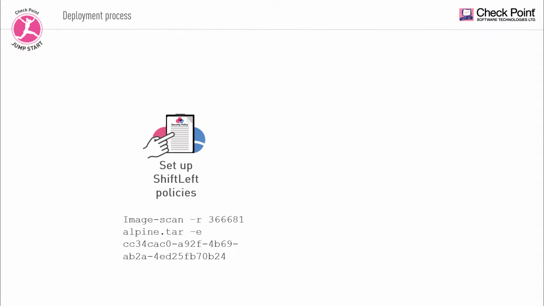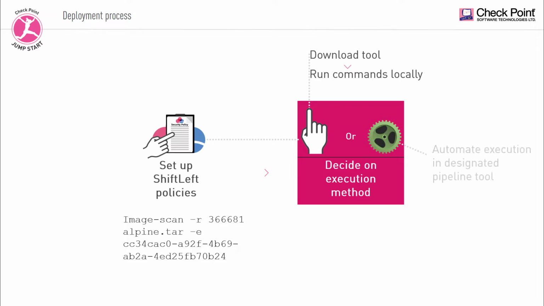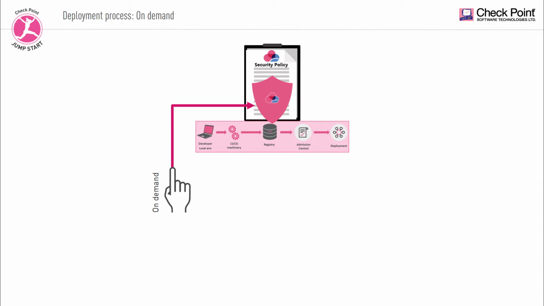Now, you need to decide how you would like to execute ShiftLeft in your CI/CD pipeline examination. You can download the ShiftLeft CLI tool from the CloudGuard native portal and run the desired commands locally and on demand to get a feel for how the tool works, or you can automate its execution in your pipeline tool of choice. Let's first focus on the on-demand ShiftLeft scanning.